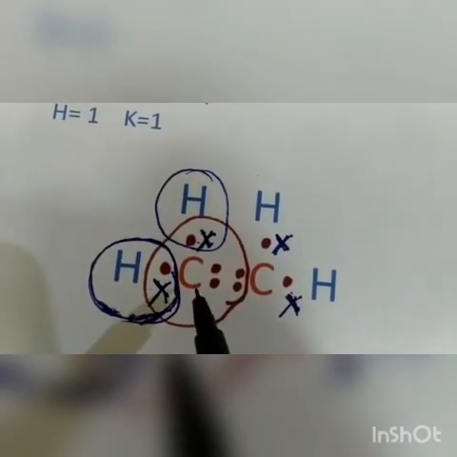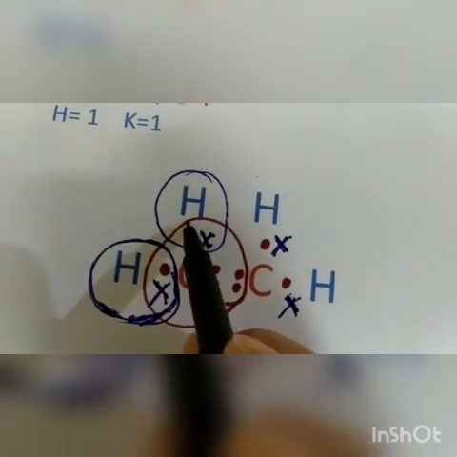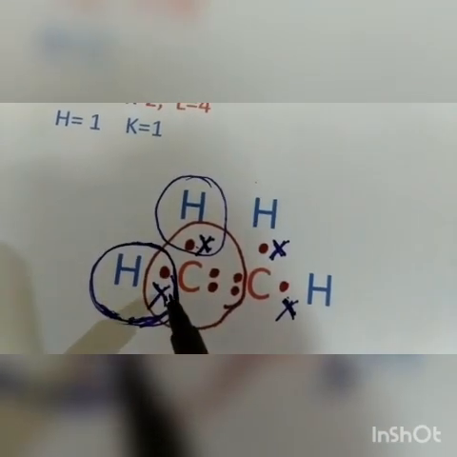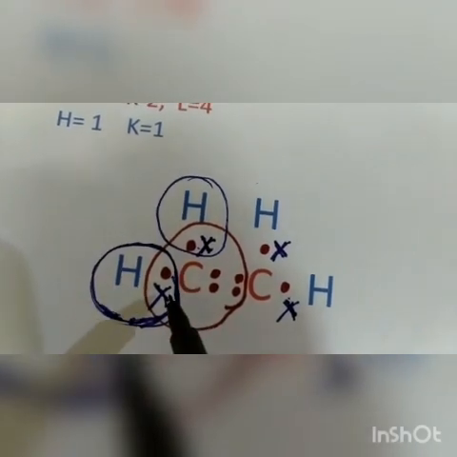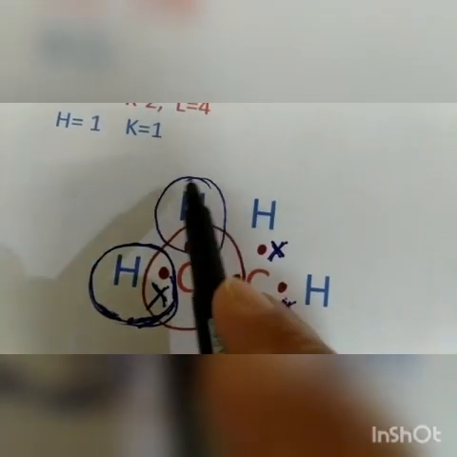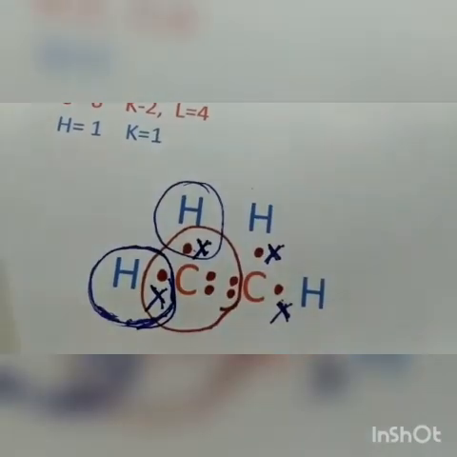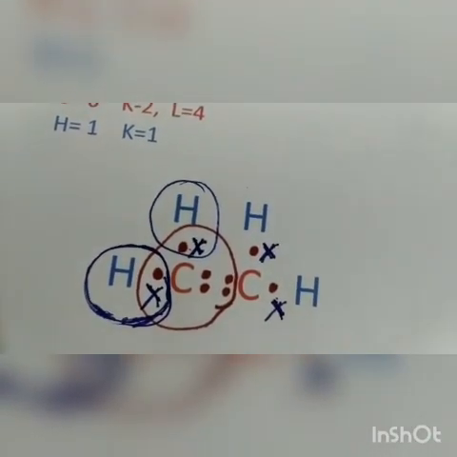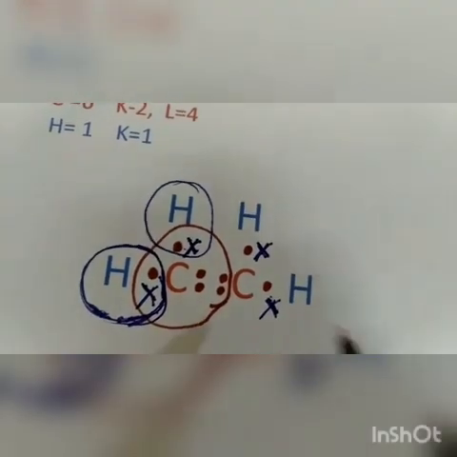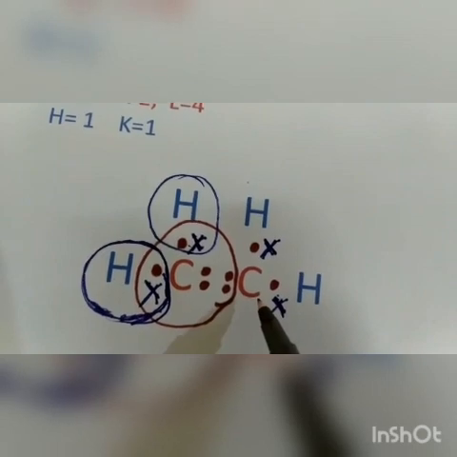Now if you take carbon 1, then in carbon 1, if you take this circle. So here how many electrons are there? 1, 2, 3, 4, 5, 6, 7, 8. If you take this hydrogen, in this hydrogen there are 2 electrons. You take this hydrogen. In this hydrogen also there are 2 electrons. So carbon 1 has 8 electrons. Okay, now let us take the case of carbon 2.